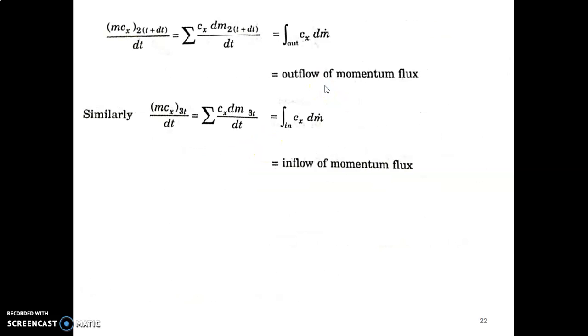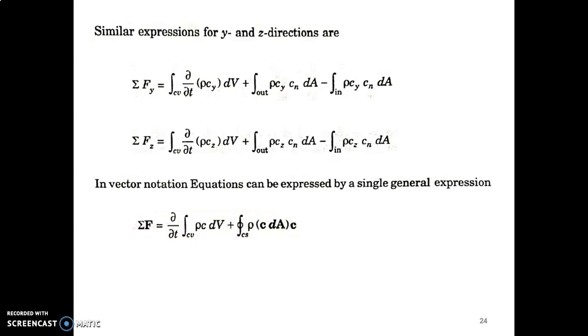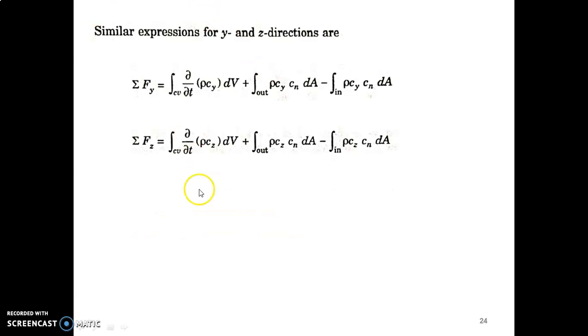But in this case, in the momentum equation, the rate of change of momentum, our equation consists of outward flow minus inward flow. Therefore, in our vector notation, this whole term will be positive. Instead of inward flow minus outward flow as in the continuity equation, here in the momentum equation we have outward flow minus inward flow. So we can take this in the vector form as a positive value.